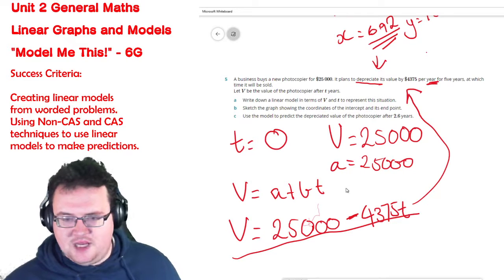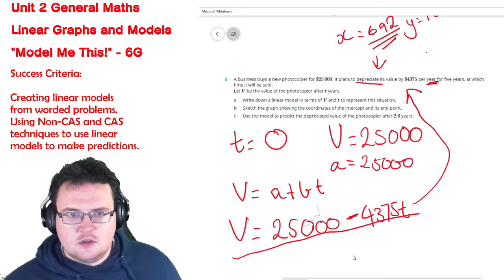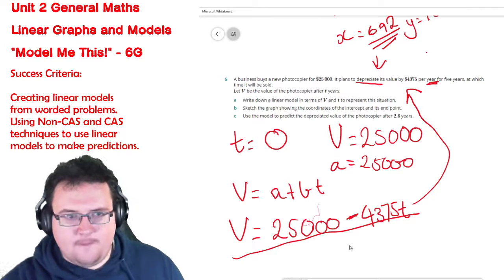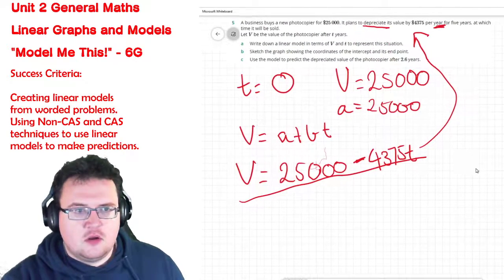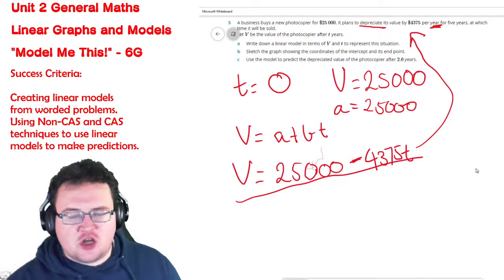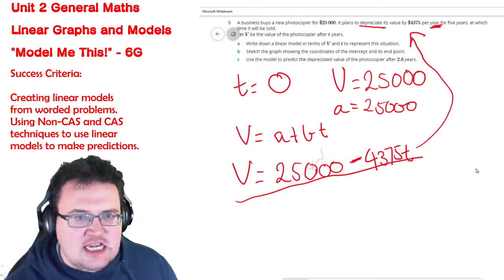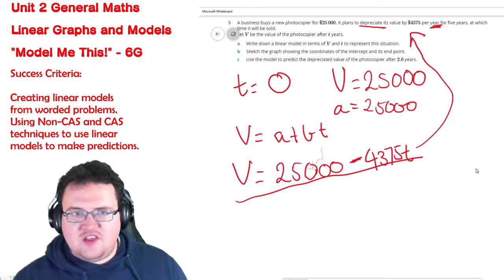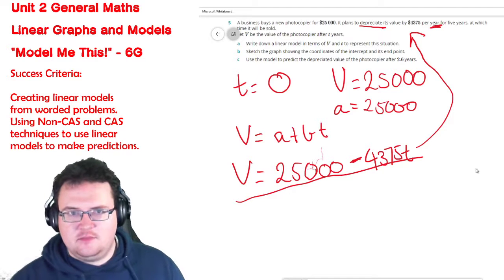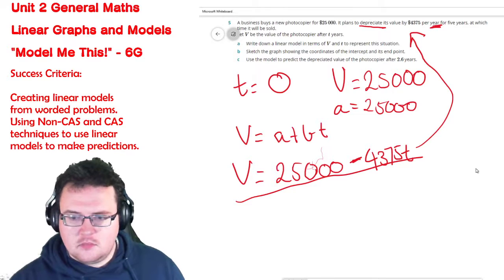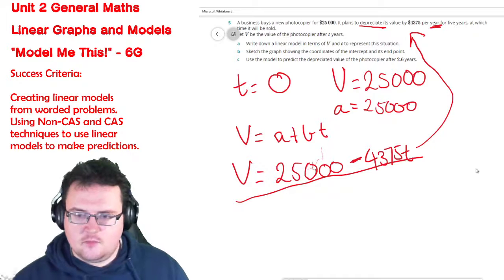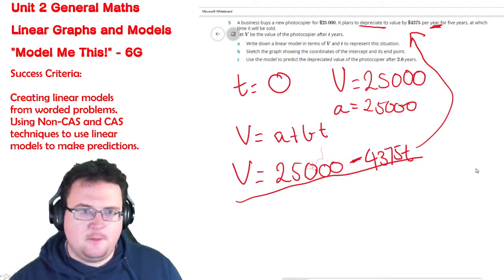So I now have a linear model that answers this model that I've got up here. So sketch the graph showing the coordinates of the intercept and its end point. What do you think the end point is going to be? When is the end point going to be? What value of t do you think it's going to be?